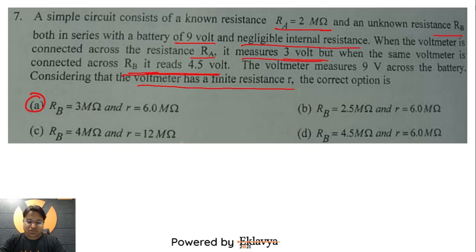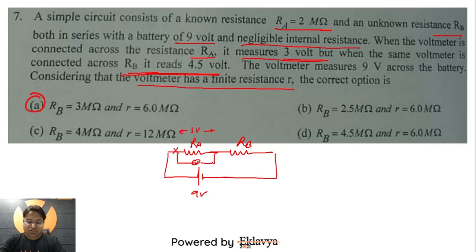Let's see how we can make the circuit. So this is, let's say, resistance Ra, and it is connected with another resistance Rb, and the two are connected to a 9 volt battery. The internal resistance of this battery, we have to ignore. Okay, and then we connected a voltmeter across Ra, as a result of which the voltmeter gave a reading of 3 volt, which means that 3 volt was the potential drop across these 2 points.